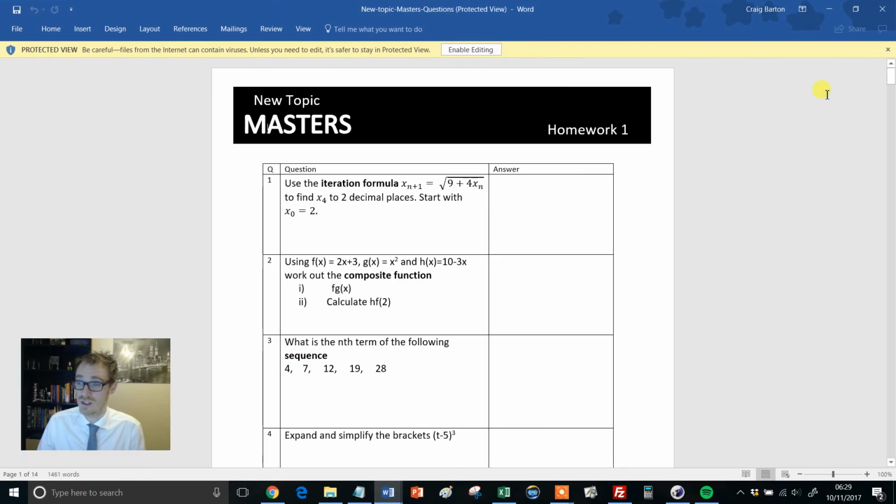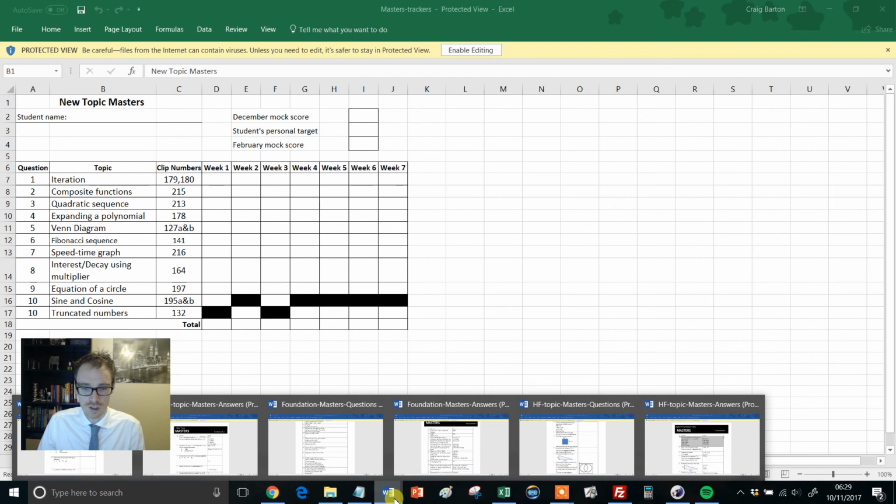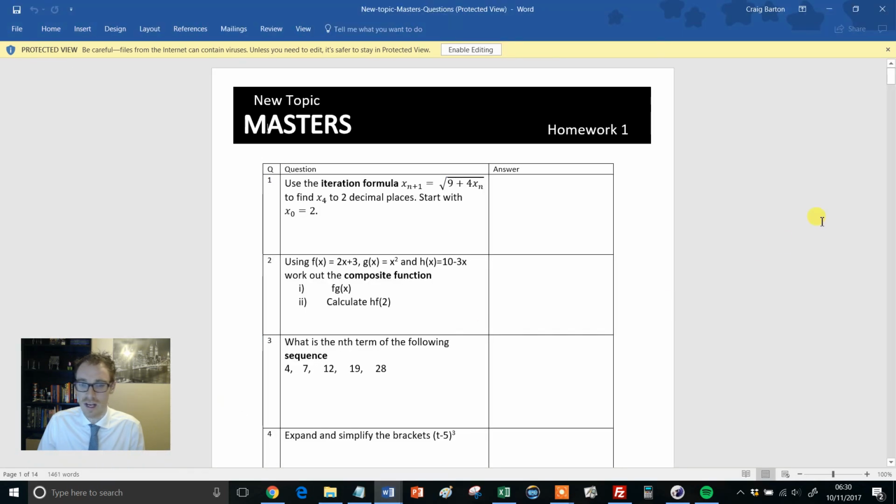And I should say, of course, there's answers with all of these. Let's just look at the higher topics on this tracking sheet. So we've got iteration, composite functions, quadratic sequences, Fibonacci, multiply, equation of a circle, truncated numbers. All the new spec stuff that students certainly struggle with, it's all here.